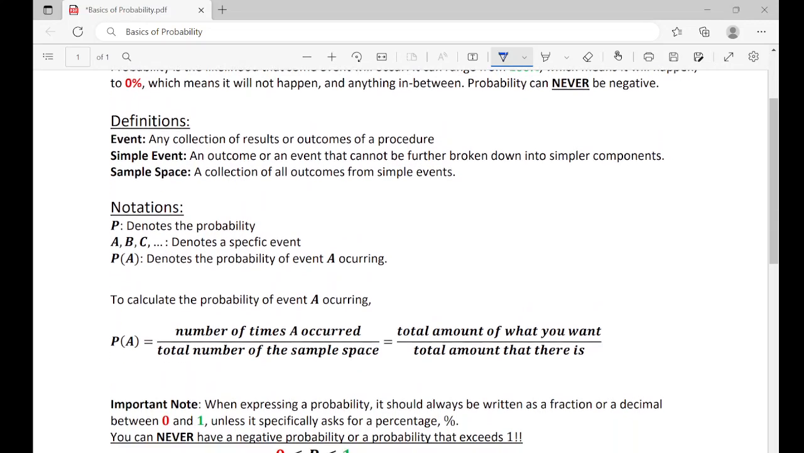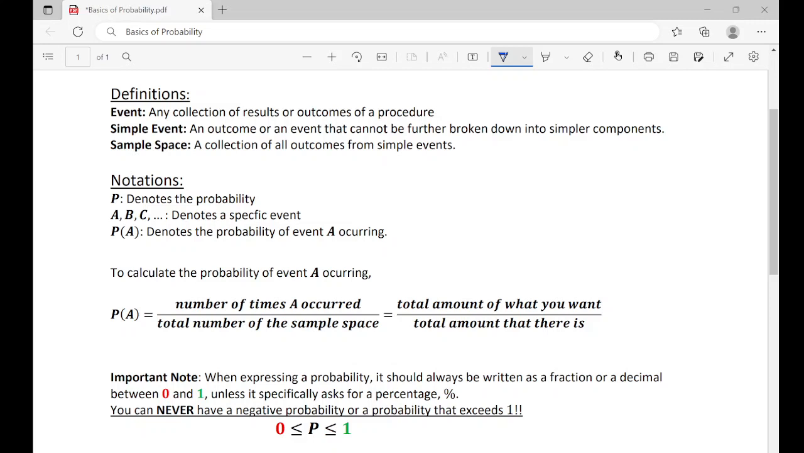The notations you'll run into most frequently are P, and this just denotes the probability. Next is events. Events are typically labeled A, B, C, denoting a specific event, so event A, event B, event C, and so on. It's not exclusive to just A, B, and C, but these are the most common. And when you combine the P and the A, B, or C together, P(A), this just denotes the probability of event A occurring.